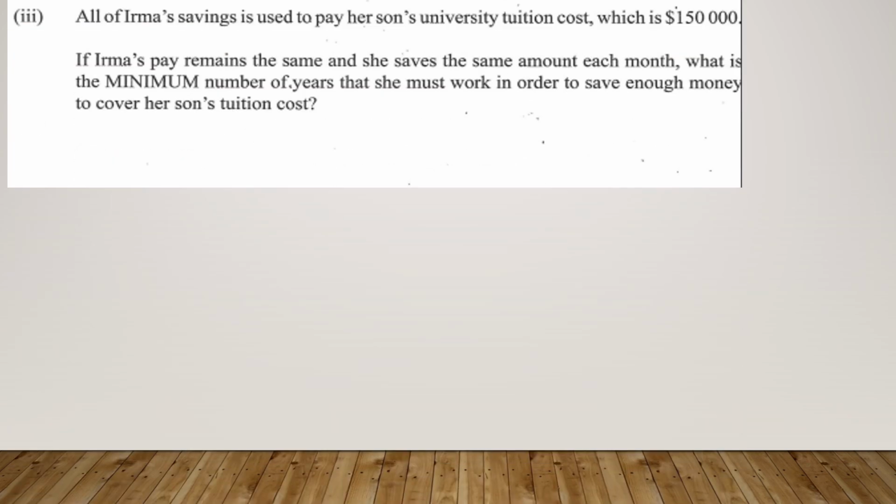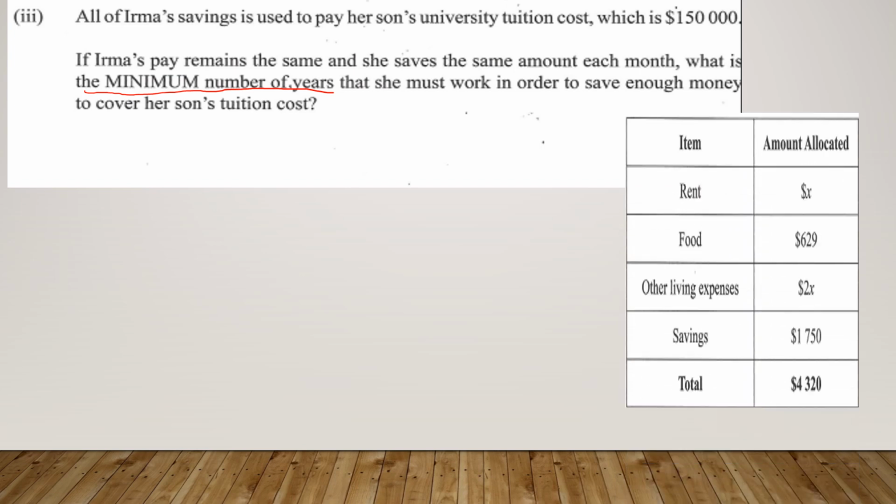Part 3 of the question. All of Irma's savings is used to pay her son's university tuition costs, which is $150,000. If Irma's pay remains the same and she saves the same amount each month, what is the minimum, let's underline that, the minimum number of years that she must work in order to save enough money to cover her son's tuition costs? Now we need to have the table from the previous question.